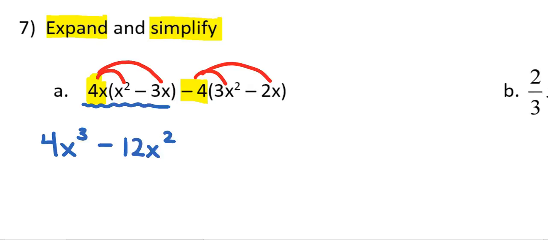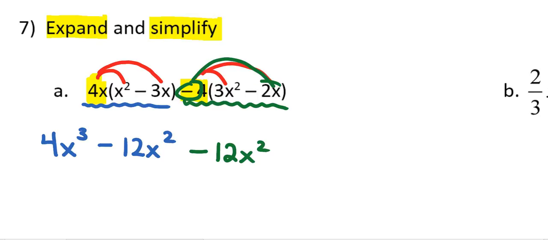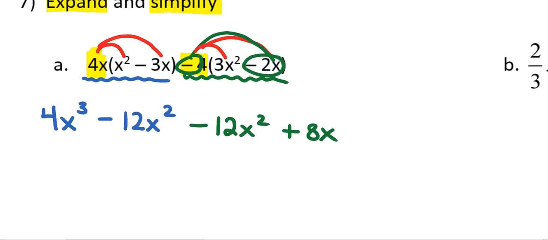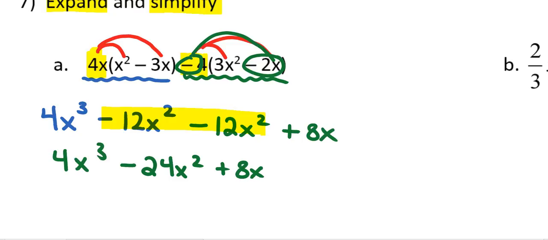Okay, and then if I focus on this bracket now, I need to distribute that -4 into the bracket, so that will be -12, because 4 times 3 is 12, so -12x squared, and then -4 times -2x is going to give me a positive 8x. Okay, and then if I want to simplify, I just need to combine the terms here. Negative 12x squared minus 12x squared is going to be negative 24x squared, and then plus the 8x and then the 4x cubed in front, and that should do. That's your final answer.